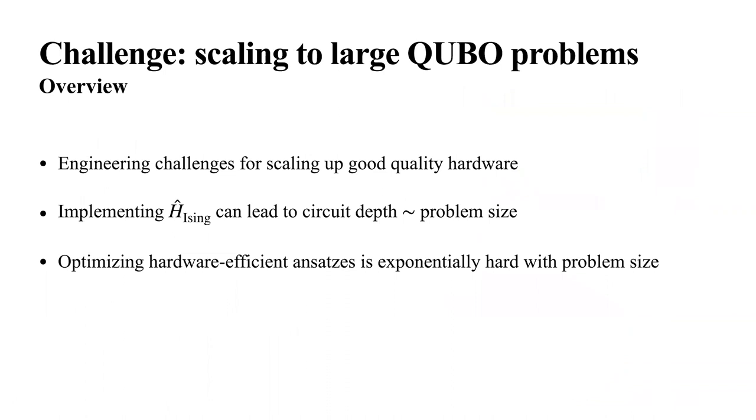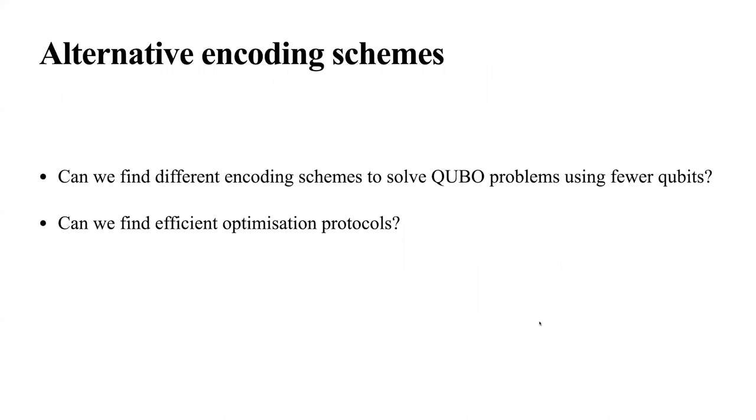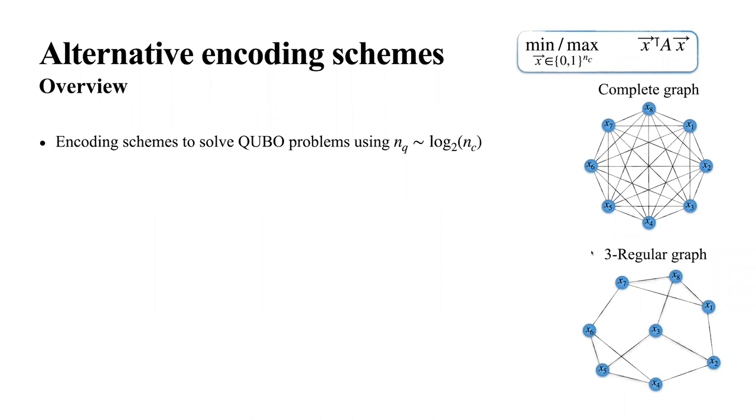Okay, so as a recap, the problem of having a lot of qubits is threefold. The first thing is the sheer engineering challenge to scale up with good quality hardware. But even if we could have bigger chips, we would still struggle to implement this H-Ising. It will require a very deep circuit and a lot of controls, so that's very difficult, and that scales with the problem size. And if we throw that away, then the hardware efficient ansatz becomes exponentially hard to optimize as the problem size increases. So the question is, can we find a different encoding scheme to solve the QUBO problem using fewer qubits? And can we find an efficient optimization protocol? For the rest of this talk, that's the question that I will be exploring.